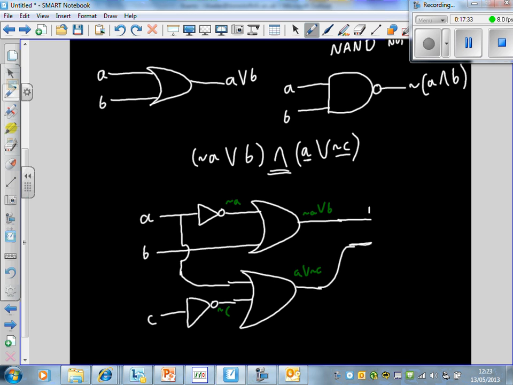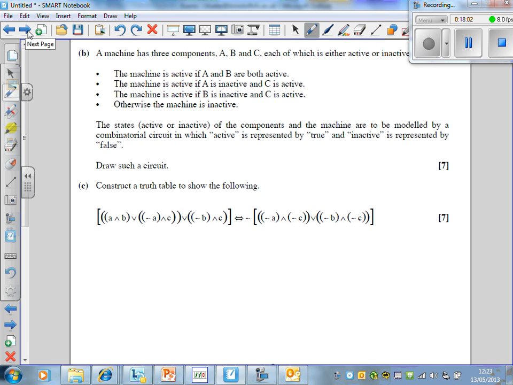Finally, these combine with an AND. So we can move these up like that. I'm not too worried about the straight lines here. It looks neater if they're straight, but who cares if it gets it right. There's the AND symbol, and that means that finally the output we have is not A or B and A or not C. So this represents the combinatorial circuit for this one here.